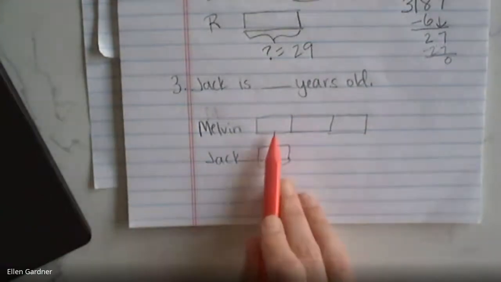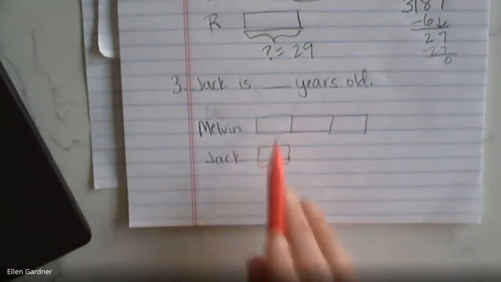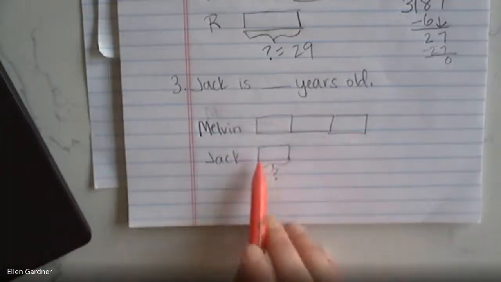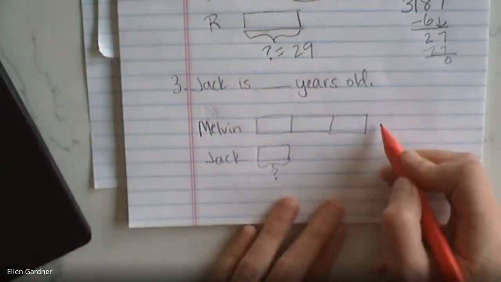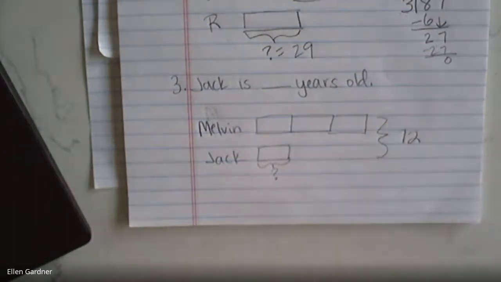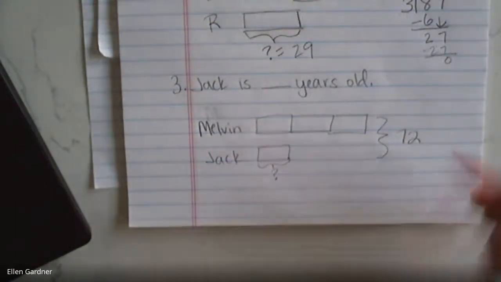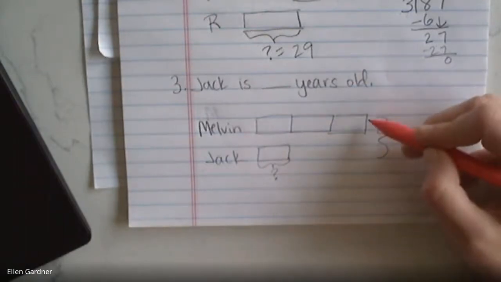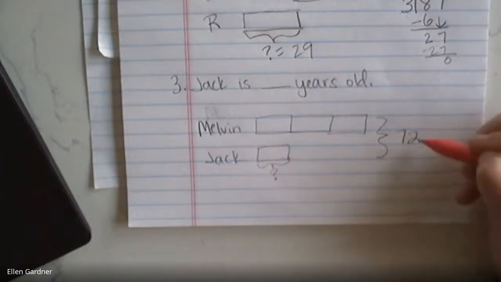We actually don't know how old he is either, but we're not trying to figure that part out. And we don't even have to figure that out to figure out Jack's age. We do know that altogether, the two are 72 years old. Whenever you have a comparison model and you know how much it is altogether, we put it on the side like this. We have a bracket on the side.